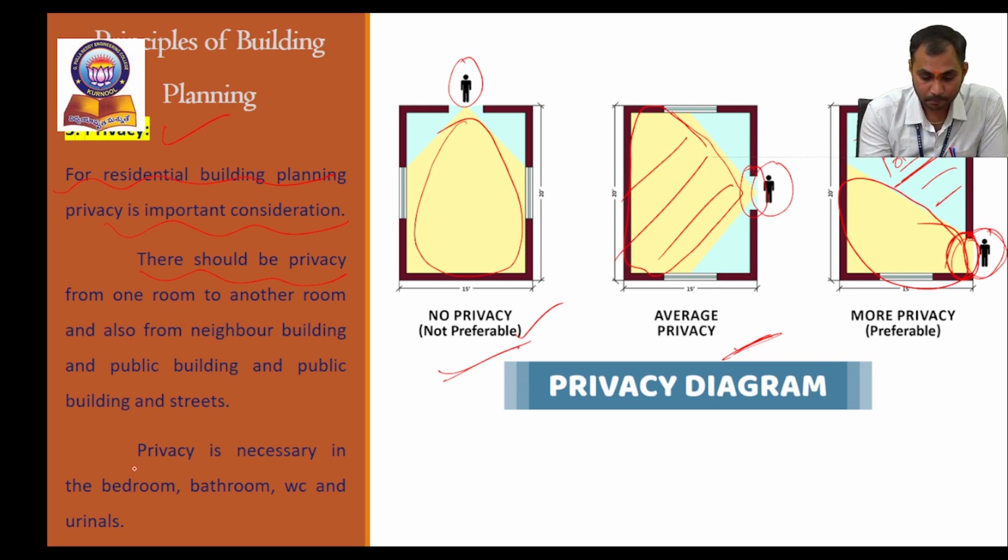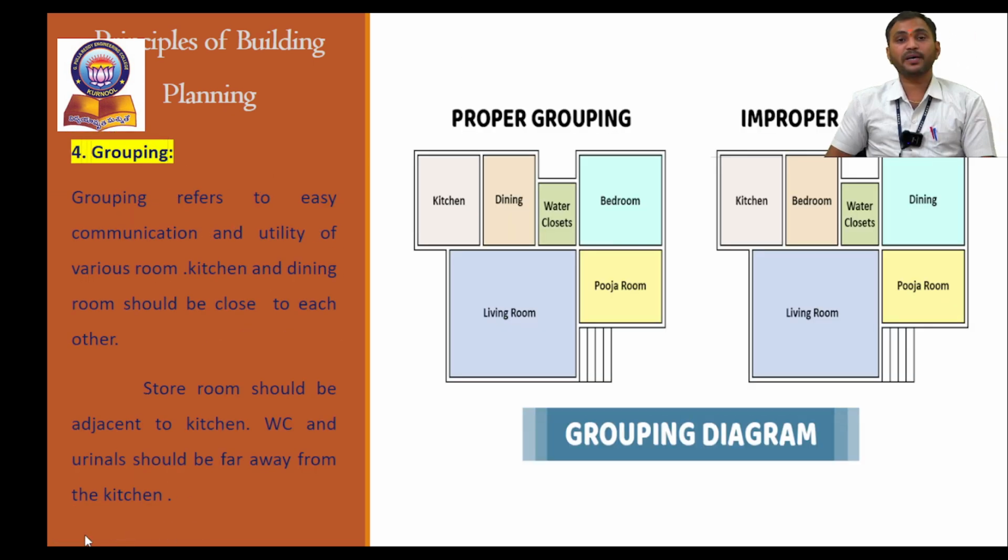Okay, next, privacy is also necessary for bedrooms, bathrooms, water closets, and urinals. Okay, right. And the fourth one is grouping. What is meant by grouping? Grouping does not mean gathering of a number of public members, just for chit chatting. Grouping is nothing but the arrangement of the rooms. What is the meaning of the arrangement of the rooms?